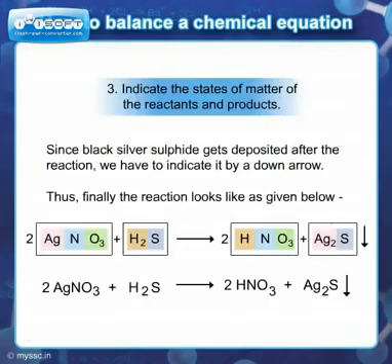Step 3. Indicate the states of matter of the reactants and products. Since black silver sulfide gets deposited after the reaction, we have to indicate it by a down arrow. Thus, finally the reaction looks like as given below. 2AgNO3 plus H2S give 2HNO3 plus Ag2S as a precipitate.